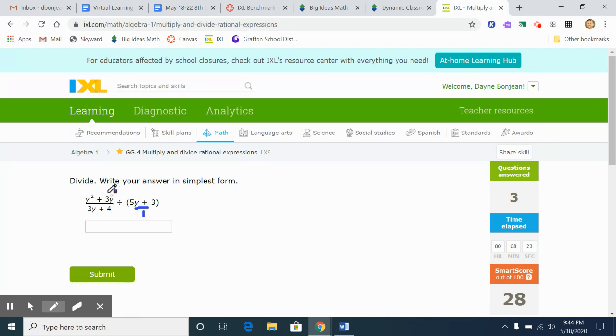If I'm looking at the top left here, I can take out a y. All right, they have a greatest common factor of y. Remember, I'm dividing by that. What's left inside the parentheses would be y plus 3. Okay, on the bottom, 3y plus 4, there's no greatest common factor. I'm just rewriting it. Put it in parentheses. We're flipping this, right? So multiplying by 1 is on the top now. 5y plus 3, there's no greatest common factor.